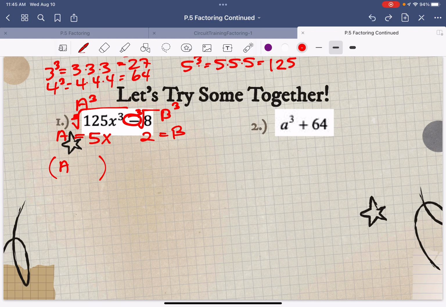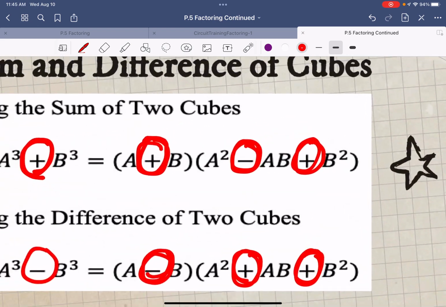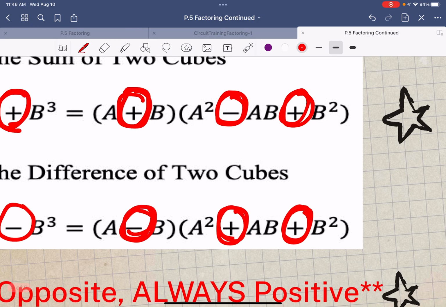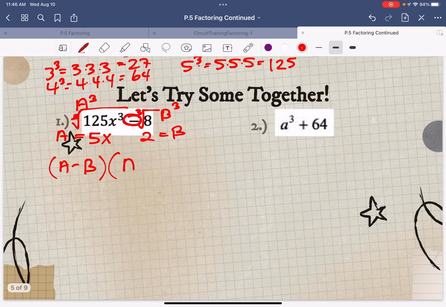You can see how easy that is to make a mistake. It's a minus b. And let's just make sure we do this right. So a squared, ab, and b squared. Why did I only write those? Because I remember the same, opposite, always positive. And so I'm moving this over here. So it would be 5x minus 2, because I just filled in the a and the b.